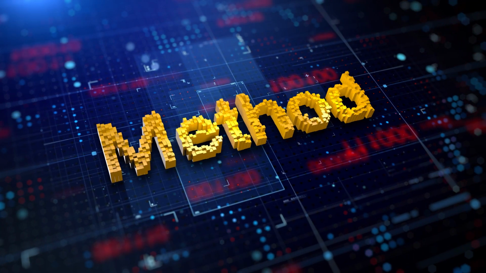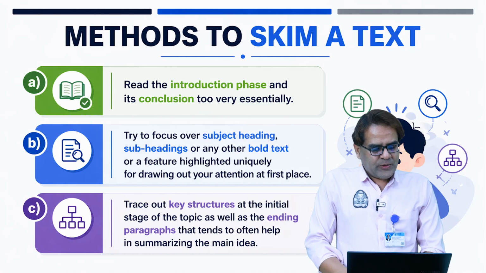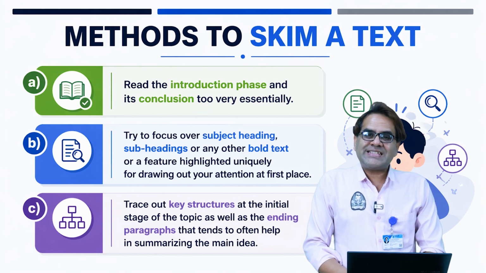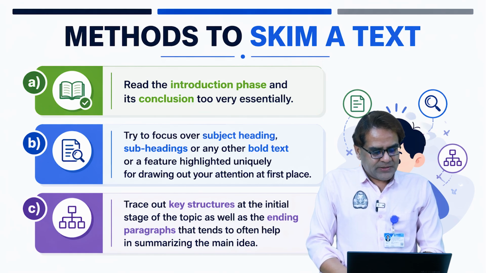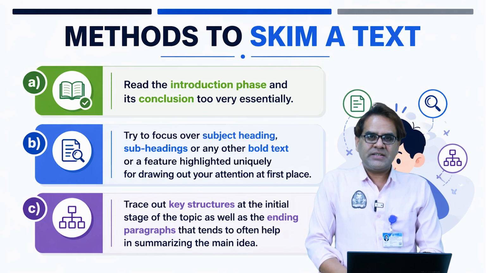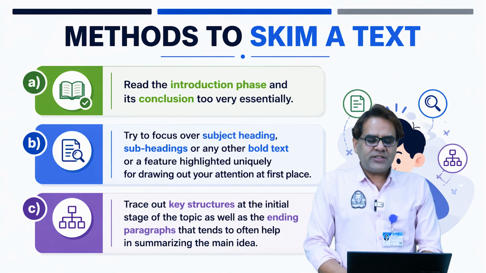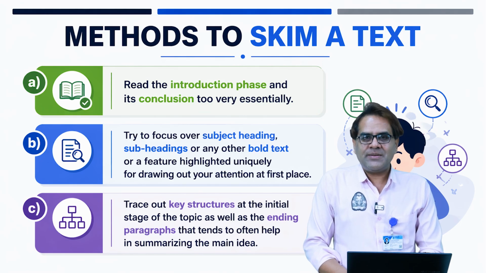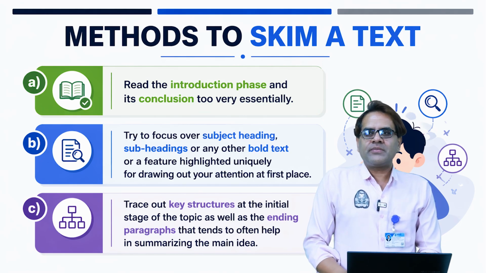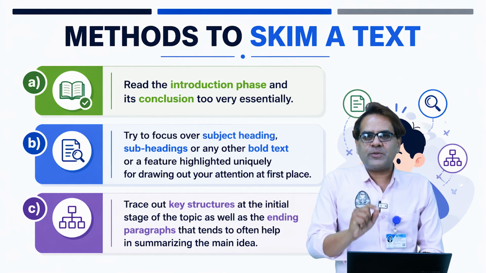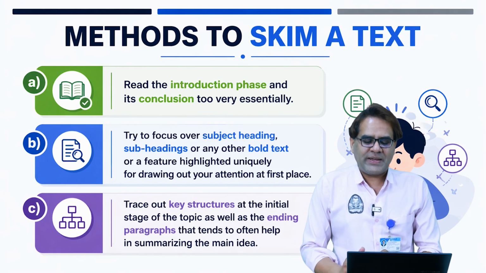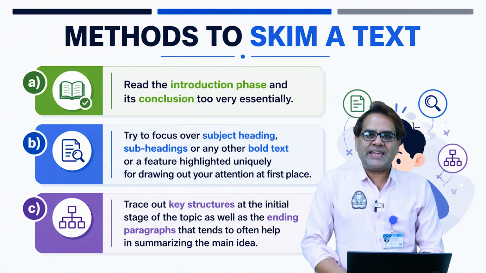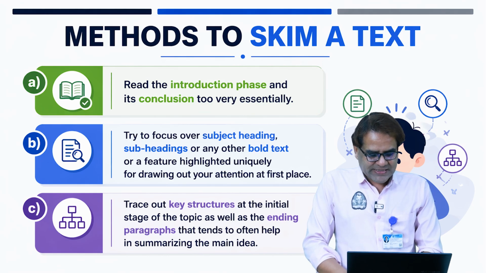Now, please look at the method to skim a text. In point number A, we're going to read the introduction and its conclusion as well, very essentially. The second method is to focus on the subject heading, subheadings, or any other bold structure which you feel like featuring by highlighting it uniquely. Maybe you can do it by drawing some absolute attention at that particular point or place. So that is one of the ways or methods to do it. And lastly, we can trace out the key structures at the initial stage. That is also one of the perfect methods to skim a text.